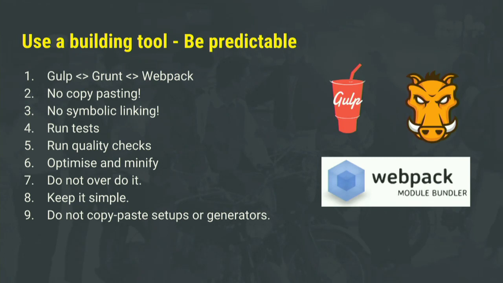Even if you do use a building tool, I've seen this way too much in teams: symbolic linking. There are other ways. Symbolic linking, I mean, there's one folder with some assets here, some folder there. There are copy functions. There are many solutions to this, but not symbolic linking. Again, why do you want to use a building tool? Well, you can run automated tests. You can run quality checks. I think everybody knows what the benefits are. Optimize and minify. Again, do not overdo it. Keep it simple. And again, do not copy-paste setups. This is very important.